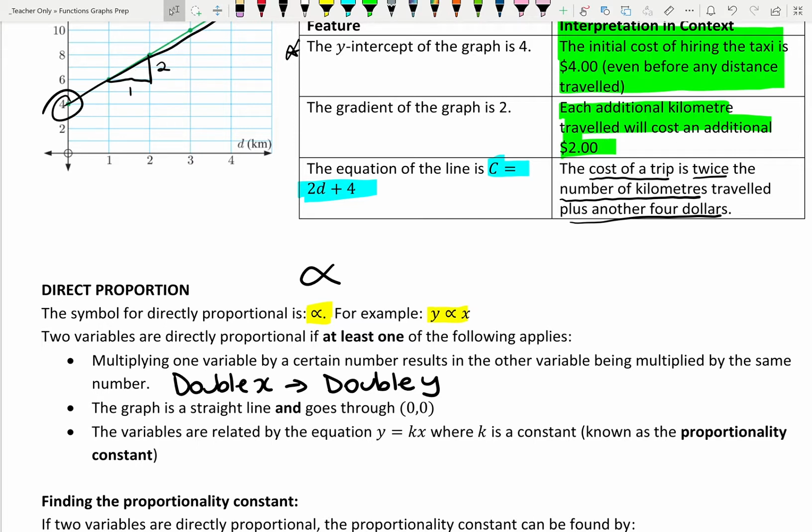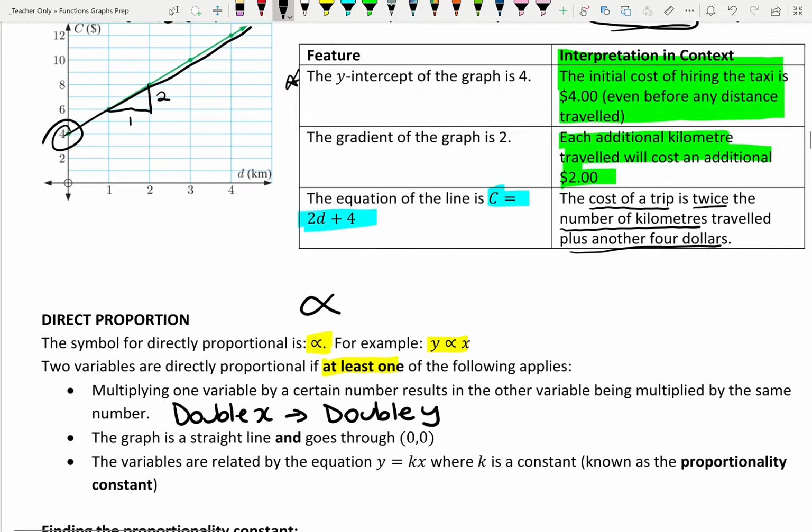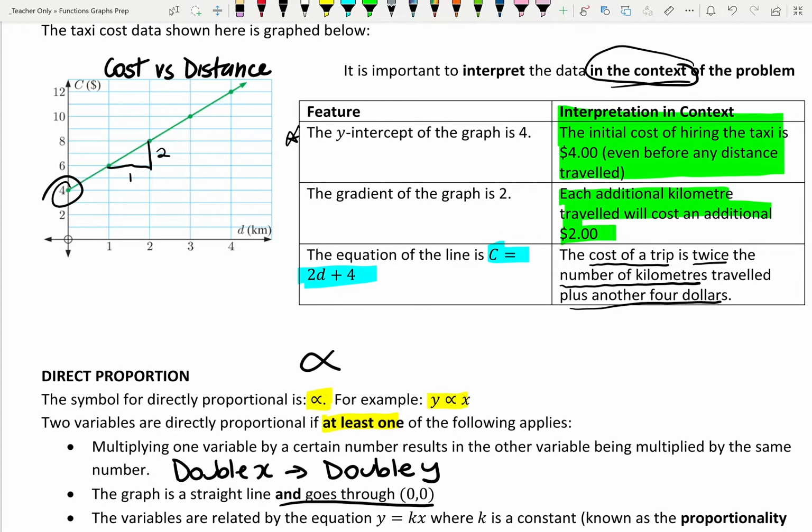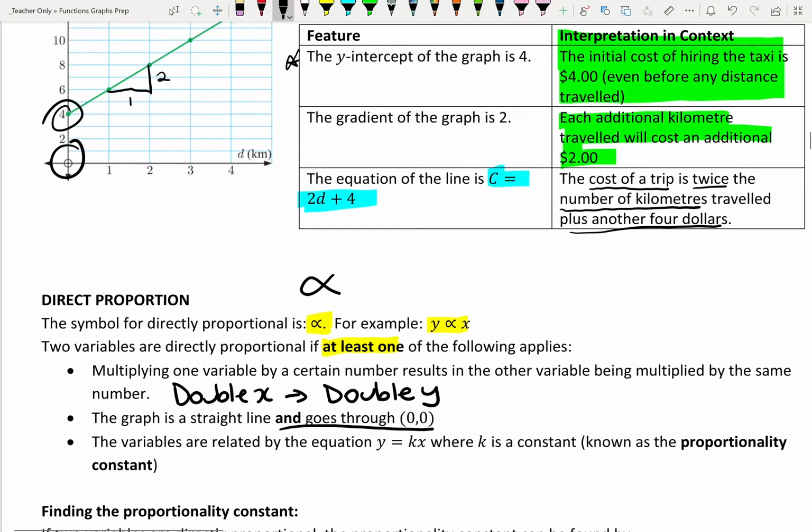The second one, and it's at least one of these. It doesn't have to be all three. It can be any one, and that's enough. The next one is that the graph is a straight line and goes through 0, 0. So I guess the big distinction here is that it goes through 0, 0. You can see that the graph of the taxi scenario does not go through 0, 0. So there's another indication that it's not directly proportional.